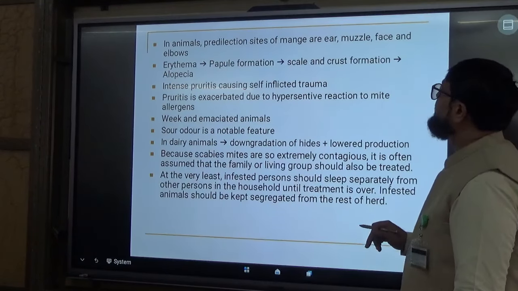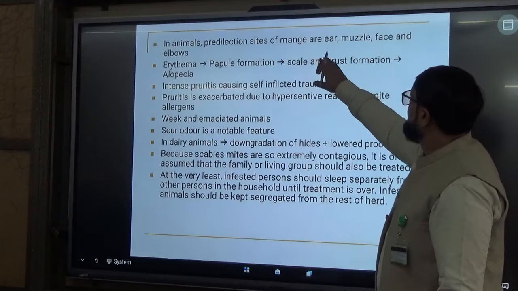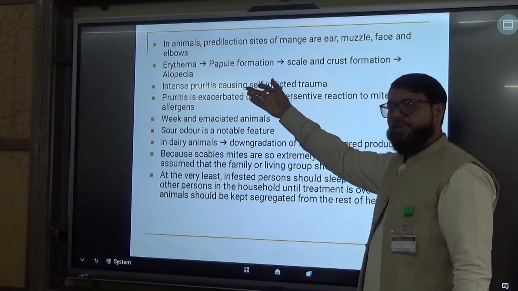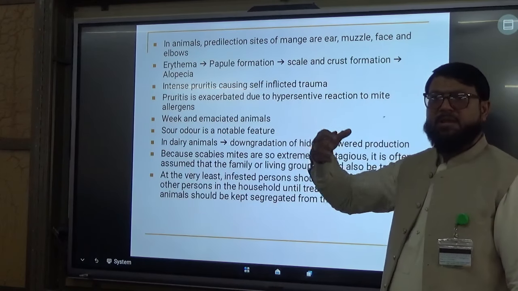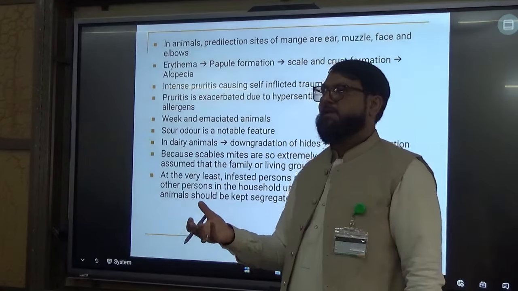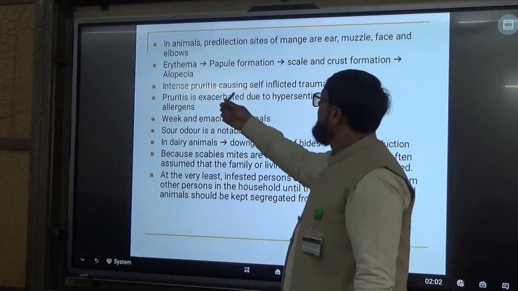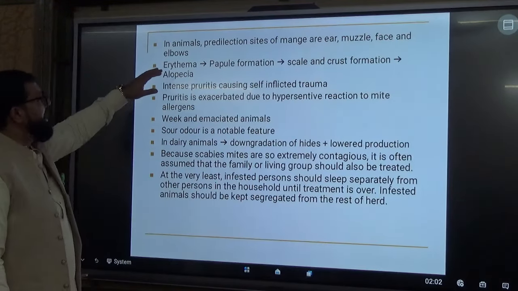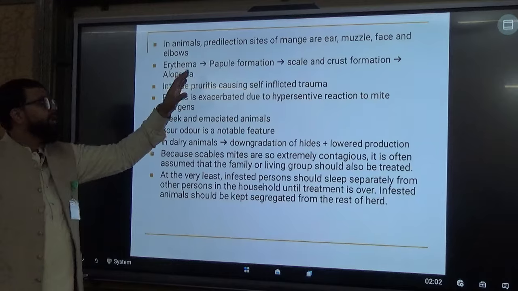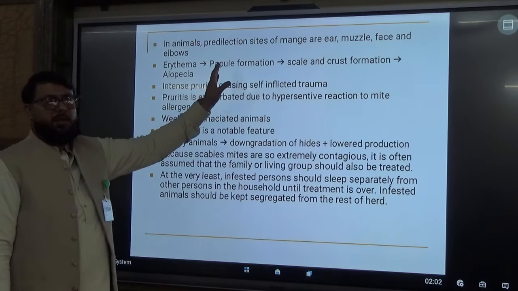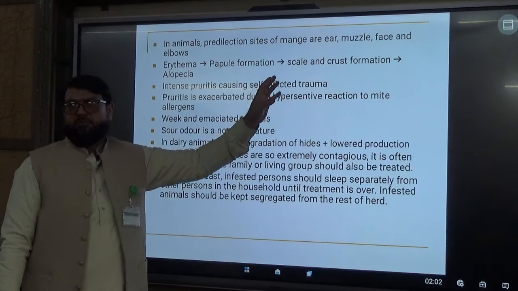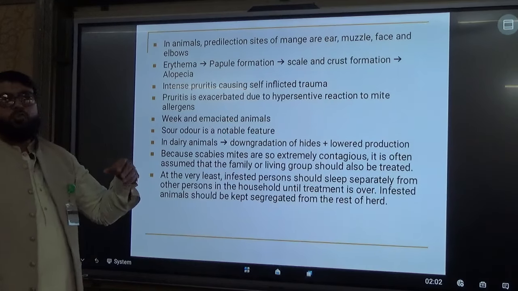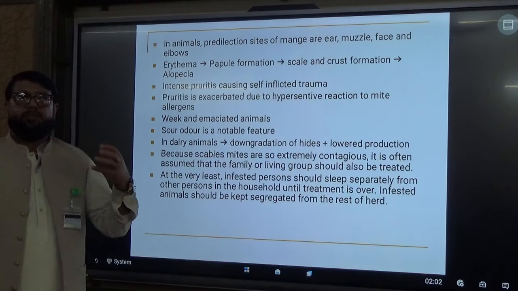In animals, predilection sites of mange are ear, muzzle, face, and elbows. So predilection site means, once again, the sites which are liked by the parasite for their growth and propagation. So wherever the site is, over there it is causing erythema. What is it? The redness. It is leading to papule formation, which is a kind of vesicle, inside which could be a fluid, and that can end up with pus.